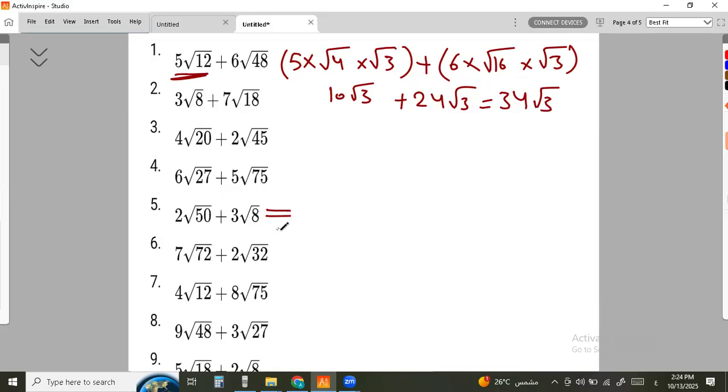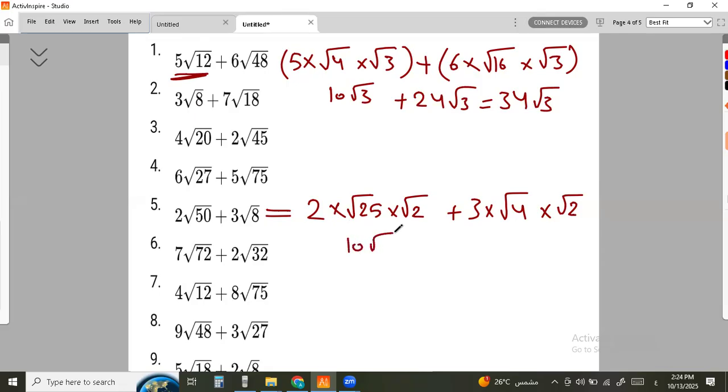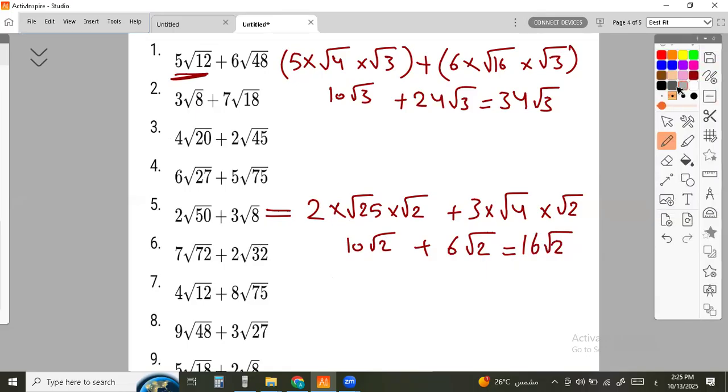Let's choose this one, for example. It is 2 times root of 25 times root of 2. That's root of 50, which I broke down into root of 25 times root of 2, plus 3 times root of 4 times root of 2. Let's do it. 2 times 5, because the square root of 25 is 5. So 2 times 5 is 10 root of 2, plus 3 times 2, 6 root of 2. Now they are like terms, or like surds. 16 root of 2. Same thing exactly with the rest of the questions.